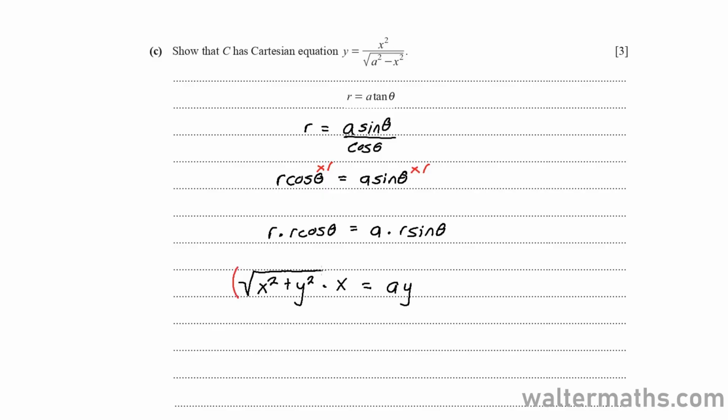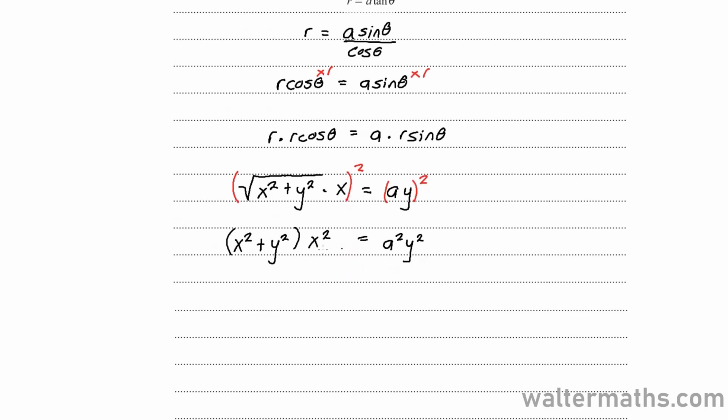Now from this stage, I'll square both sides, and squaring both sides means we'll be having (x² + y²) times x², and that's equal to a²y². And if we multiply x² into the bracket, we'll be having x⁴ + x²y² = a²y².